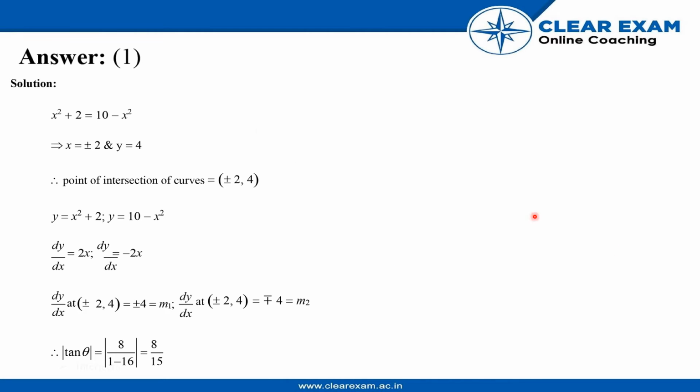So the answer is, x² + 2 will be equal to 10 − x². So here x will be equal to ±2 and y will be equal to 4 after solving the equations. So the point of intersection of the curves is (±2, 4).